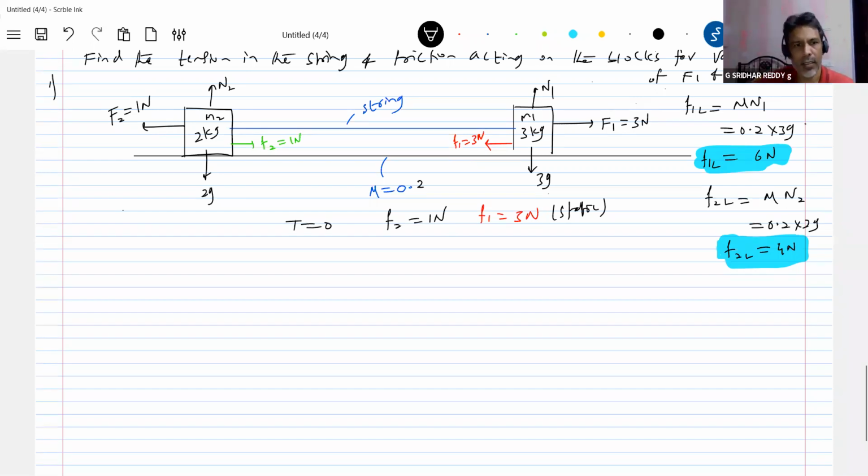So I will take the second situation. Let F1 be 7 Newton and F2 equal to 2 Newton. We'll see what will happen to the blocks in this case.